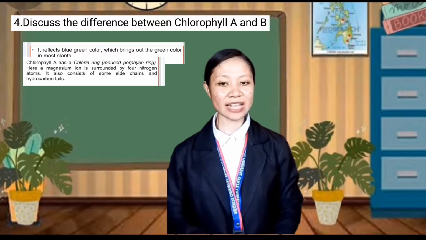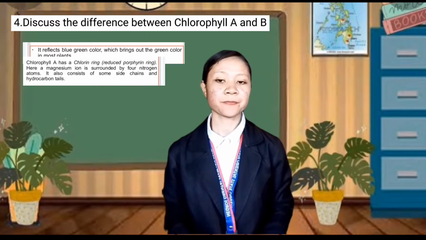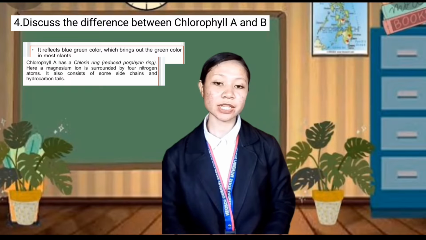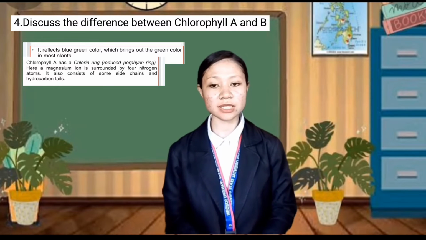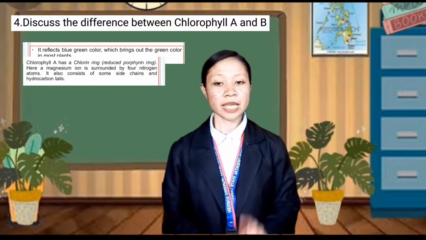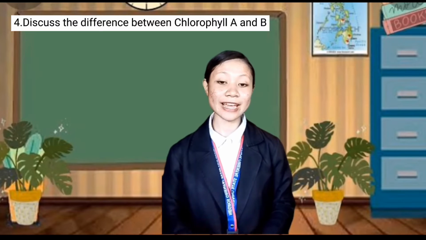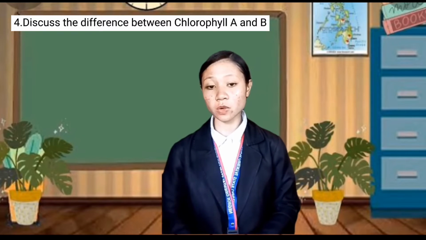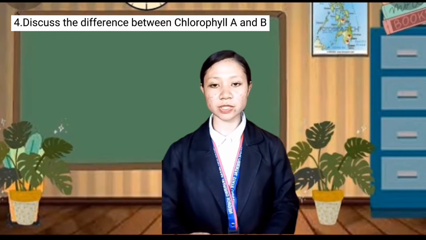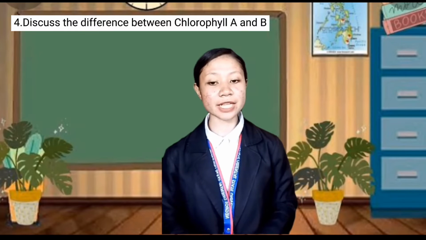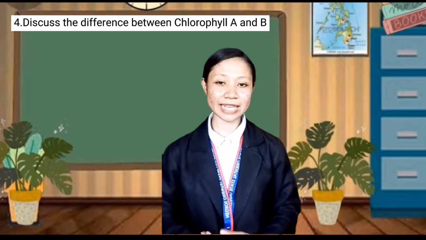Chlorophyll a has a chlorin ring, a type of porphyrin ring, where a magnesium ion is surrounded by 4 nitrogen atoms. It also consists of some side chains and a hydrocarbon tail. Hence, we can say that the basic role of chlorophyll a is to absorb light from the orange-red and violet-blue colors of the spectrum and transfer this energy to the reaction center. It then provides it to the electron transport chain.